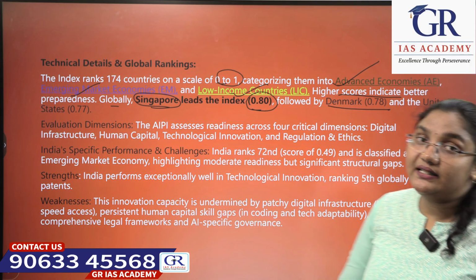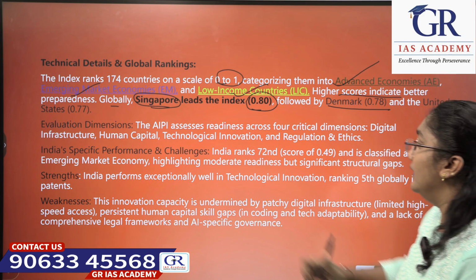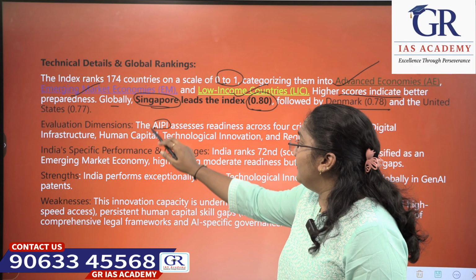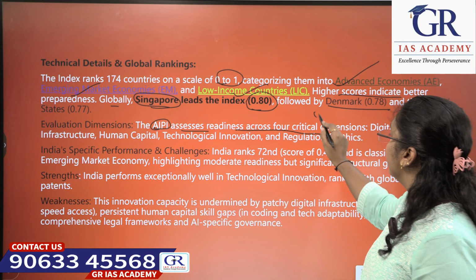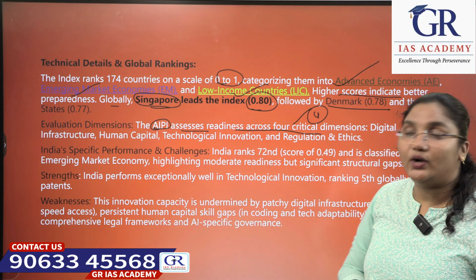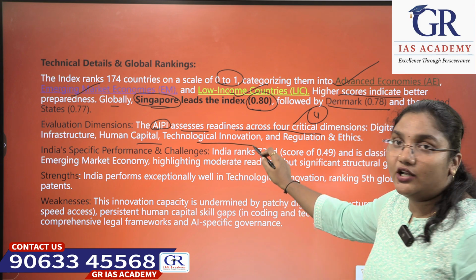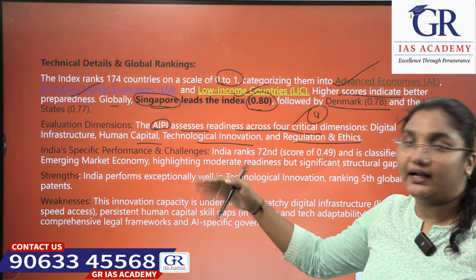Okay, now how are these evaluations done? We'll see the dimensions for the evaluations also. The AI Preparedness Index assesses readiness across 4 critical dimensions. What are they? Digital infrastructure, human capital, technological innovation and regulation and ethics. These are the 4 critical dimensions the IMF looks at in countries.